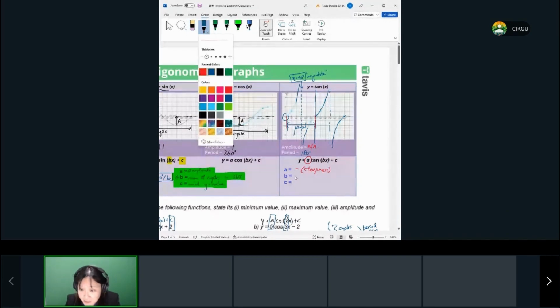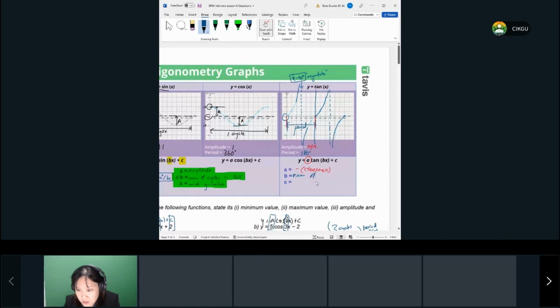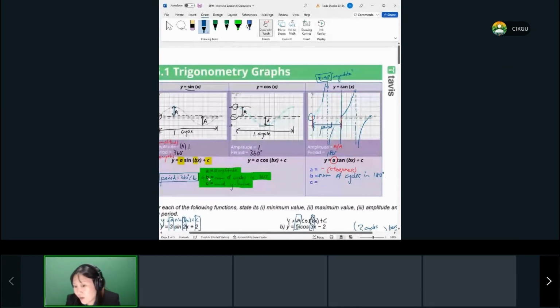Now B is the same as the definition for sine and cosine. It's also the number of cycles, but instead of in 360 degrees, it is the number of cycles in only 180 degrees. Why? Because the original period is 180. For both sine and cosine, the original period is 360, so the value of B tells you how many cycles in 360. For tangent, the period is 180 originally, so B tells you the number of cycles in 180 instead of 360. So you see, very similar. And then C, same thing. It also tells you the middle y value.